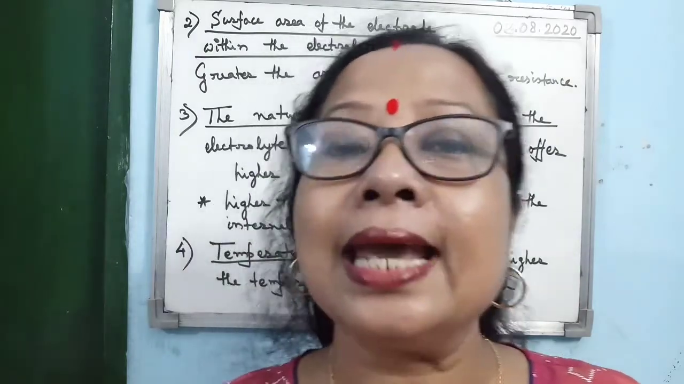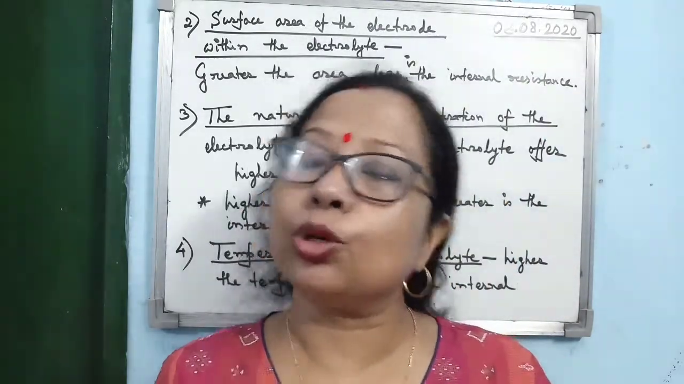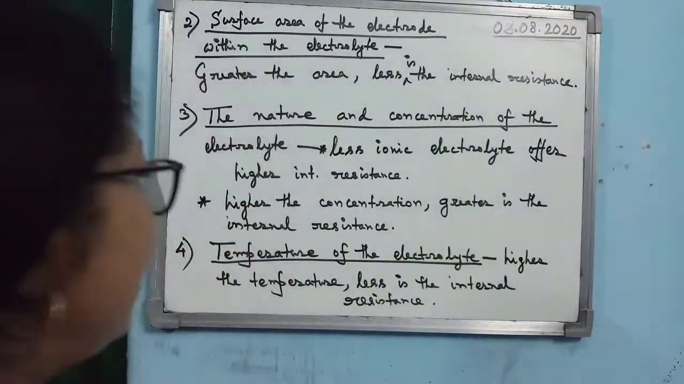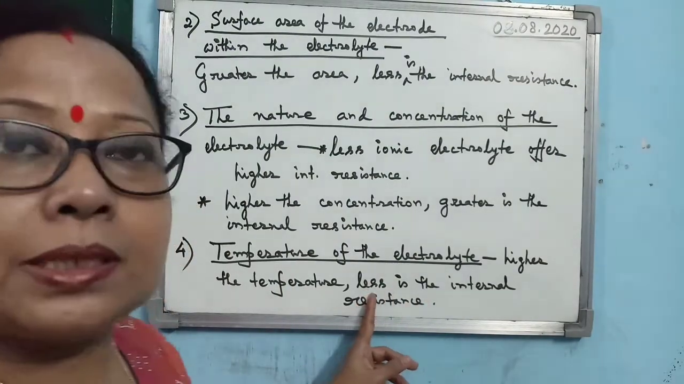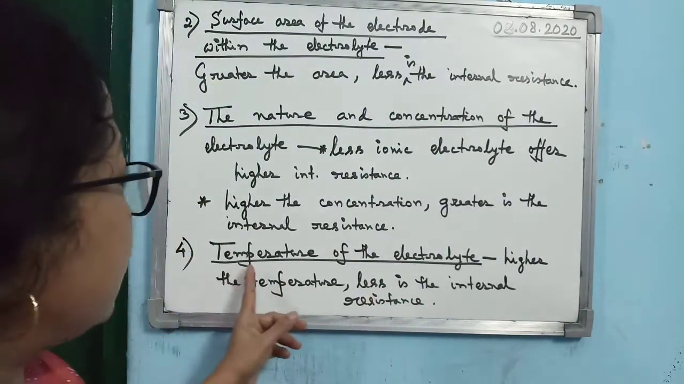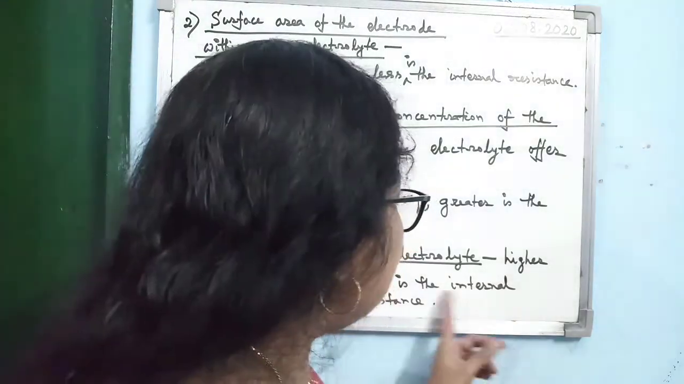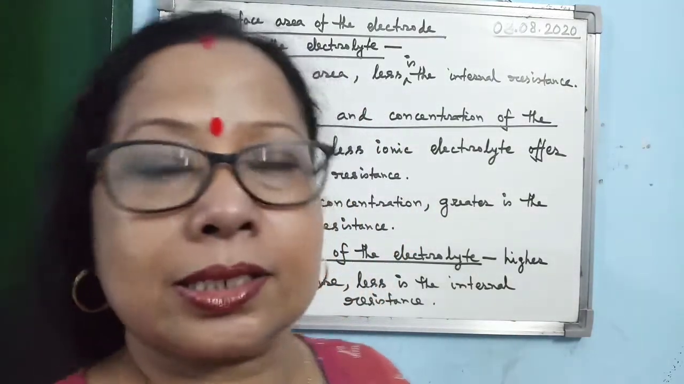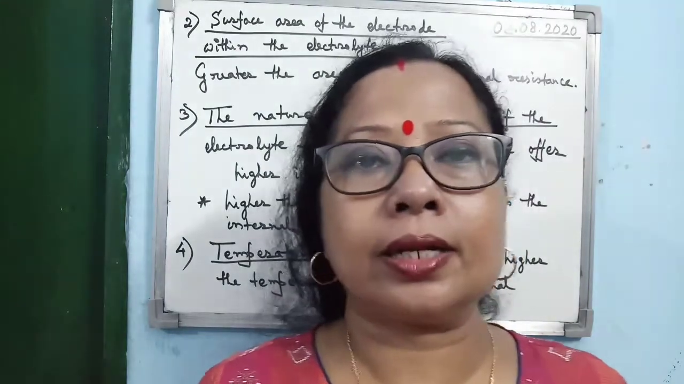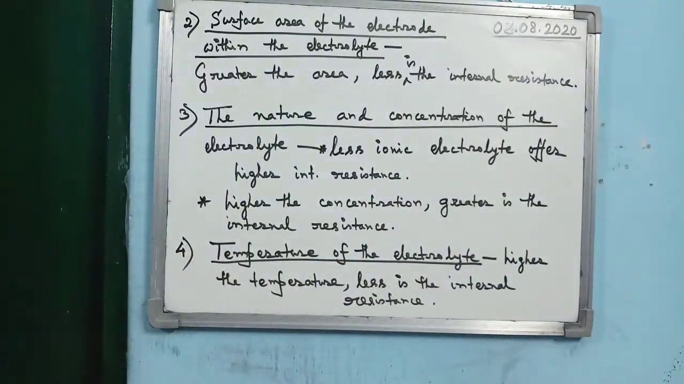As a result, current increases. So we say internal resistance becomes less. Okay, so what is the reason? That higher the temperature of the electrolyte, less is the internal resistance. So these are the four factors on which internal resistance of the cell depends.